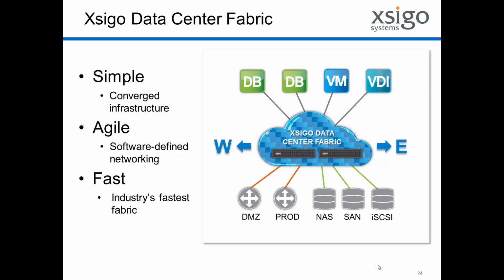The I/O modules are available in 5 flavors right now: 1 gig Ethernet, 10 gig Ethernet, and then 4 and 8 gig Fibre Channel. And then as new technologies come along, new I/O modules get added to the family. So 40 gig Ethernet will become an I/O module that's available. 16 gig Fibre Channel will become a new I/O module.